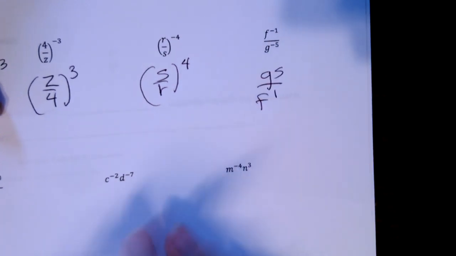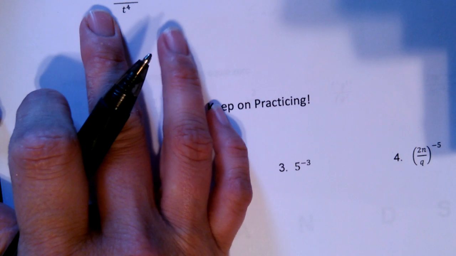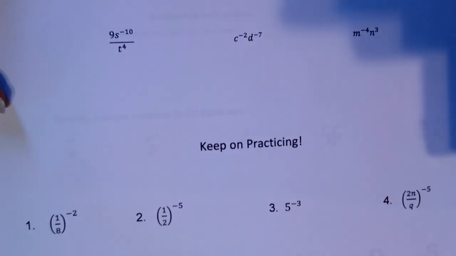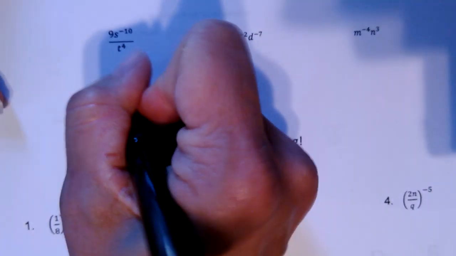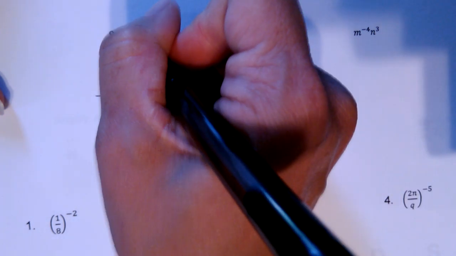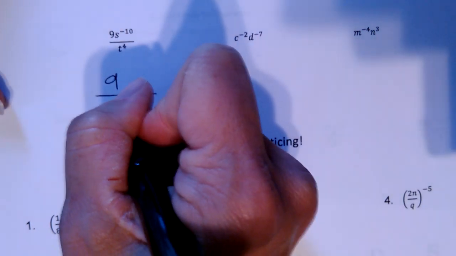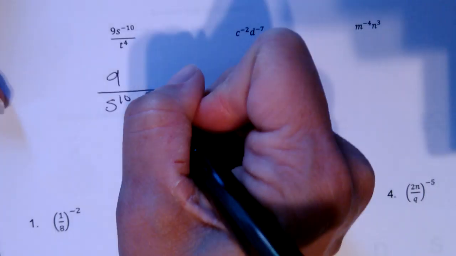And here on this one, the 9 is just kind of all by itself. He's not being raised to any power, so let him hang out. Let the s to the 10th power move down so he can become positive. And the t to the fourth will stay because he's already a positive exponent.